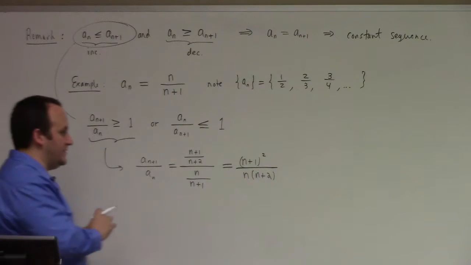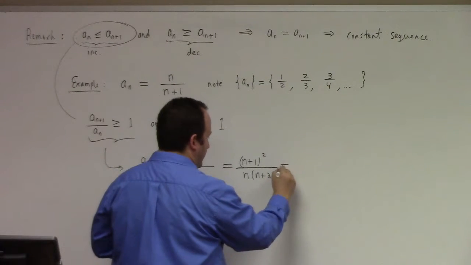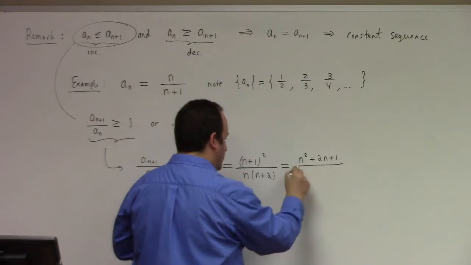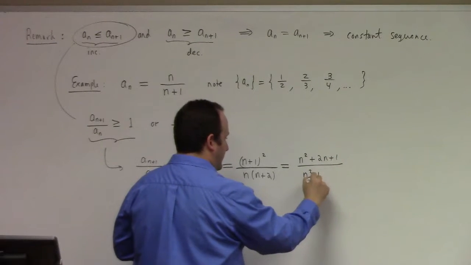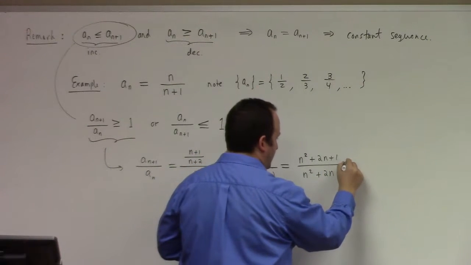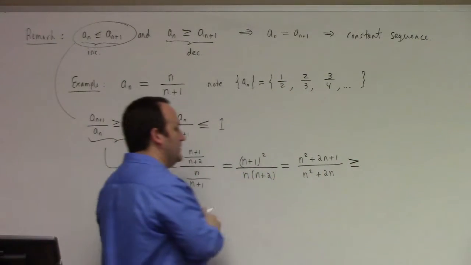So the game I play here is, first of all, I'll write this out a little bit. This is n² + 2n + 1 over n² + 2n. I'm not sure whether that's helpful or not. I want to show that this is greater than or equal to 1, right?